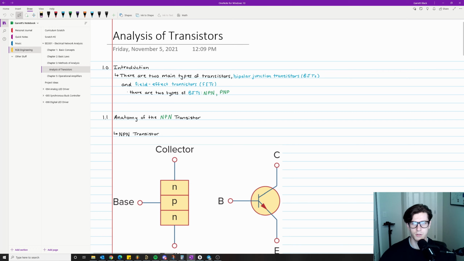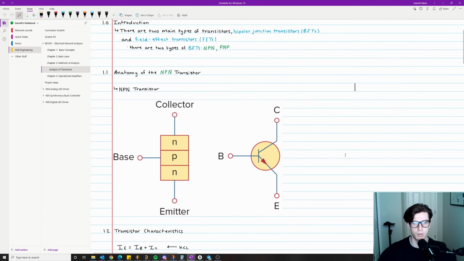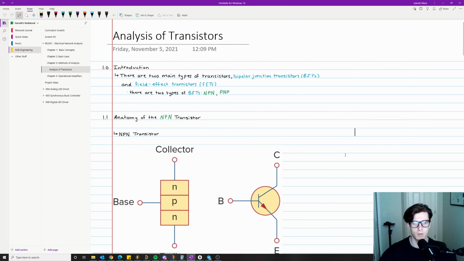So I have here a bunch of notes that we're going to go over. We're going to work some example circuits, so we'll be doing some circuit analysis techniques that we've learned in previous videos. If you haven't watched my previous videos in this series, I would suggest going and doing that. And then we also have some circuit simulations that we are going to be going over as well. So let's just start out here with the introduction.